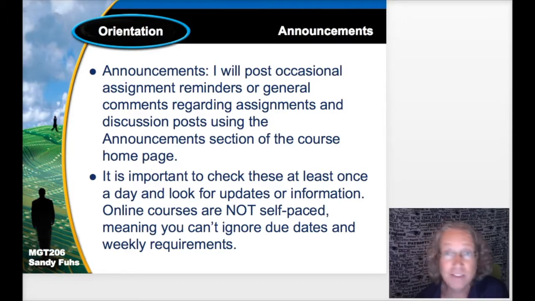Also, this is not a self-paced class. You can't do this course accelerated and do it in 8 weeks. You need to do it on a weekly basis because that's how I'll be grading it, as well as the discussion boards where other people are involved. They will expect to see something different each week.